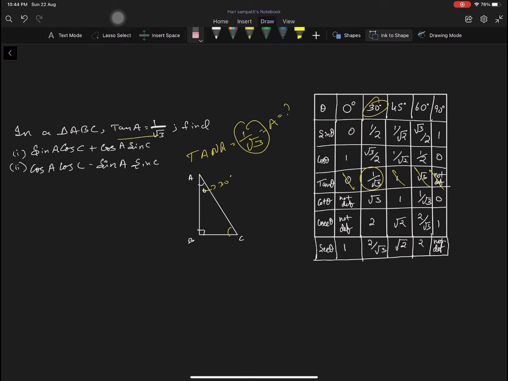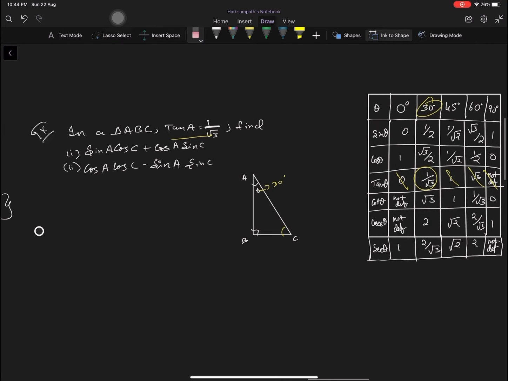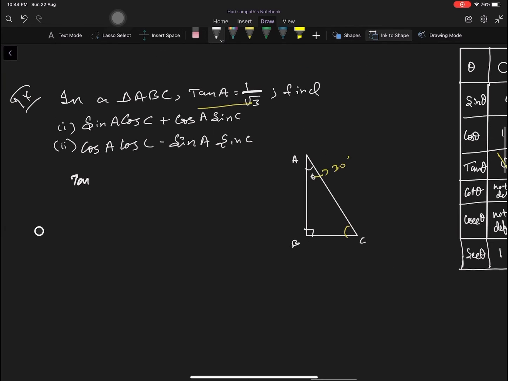So let me write it down neatly for you so that you can copy it down into your books. First we are going to be writing tan A equals 1 by root 3. 1 by root 3 equals tan 30. So A is equal to angle 30 degrees. Now we are going to be using the angle sum property to find angle C, which is going to be very easy.